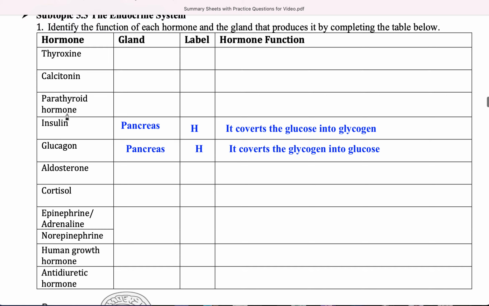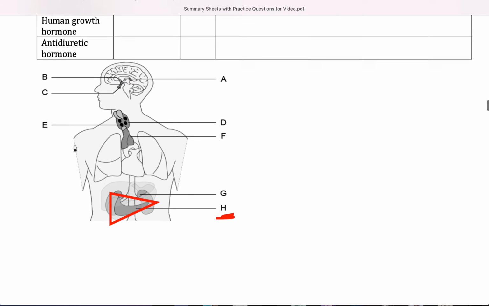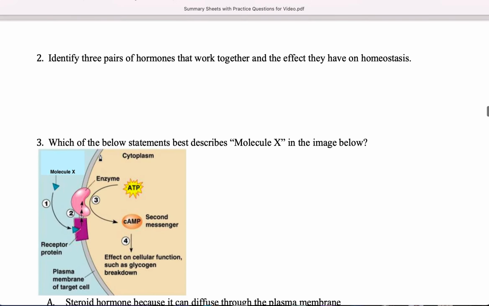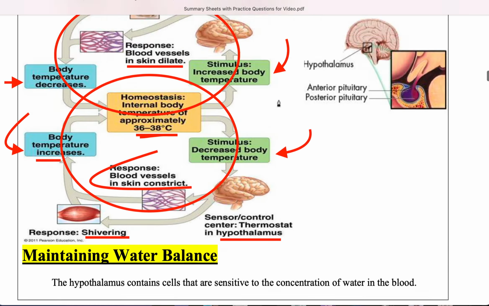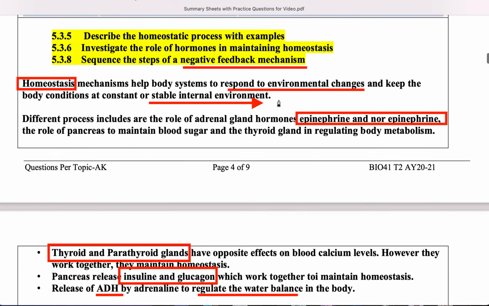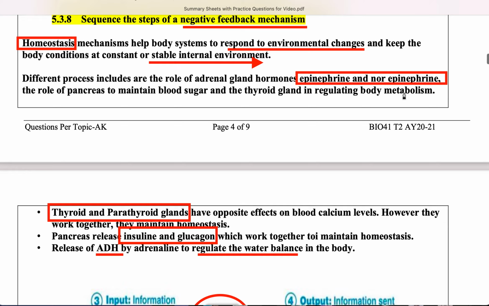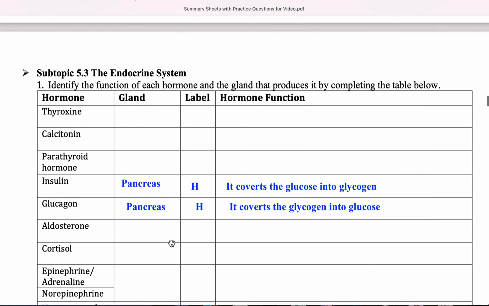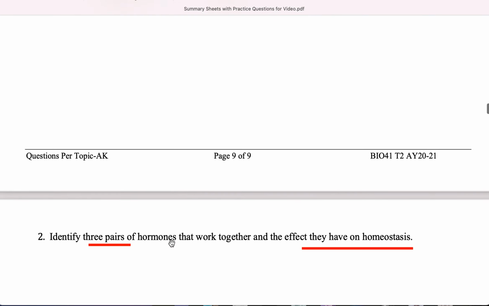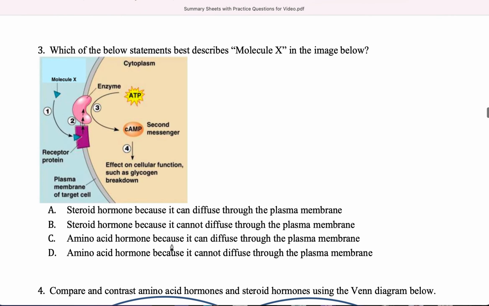I told you, just remember the pairs of the glands which work together. Now identify 3 pairs of the hormones that work together that affect the homeostasis. We discussed already 3 pairs. I listed the 3 pairs over here. So epinephrine and norepinephrine, thyroid and parathyroid, and insulin and glucagon. So you can just go easily, boys, just refer back to the summary sheet and you can see over here.